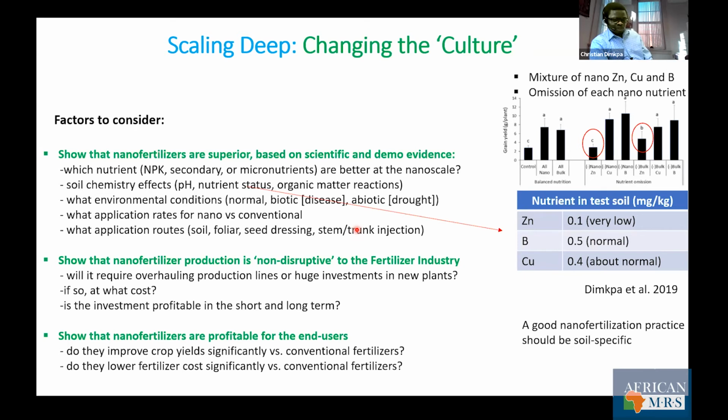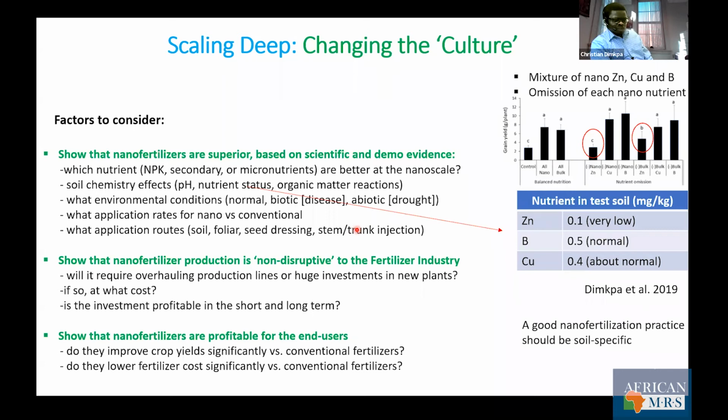So the questions will be asked: will it require overhauling our system, or will it require making huge investments in new plants? If so, at what cost? And is that cost profitable? And do we make profits from changing our system to accommodate your nanoscale fertilizers? At the end of the day, you have to now show the effect on the profit itself.